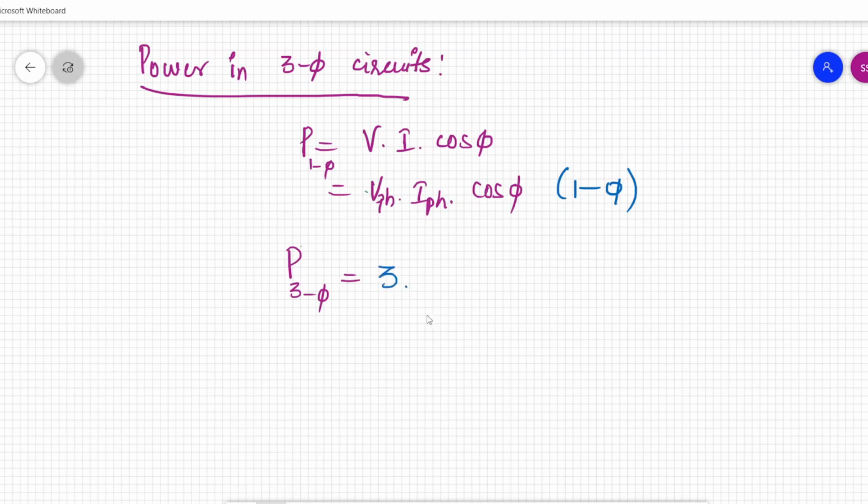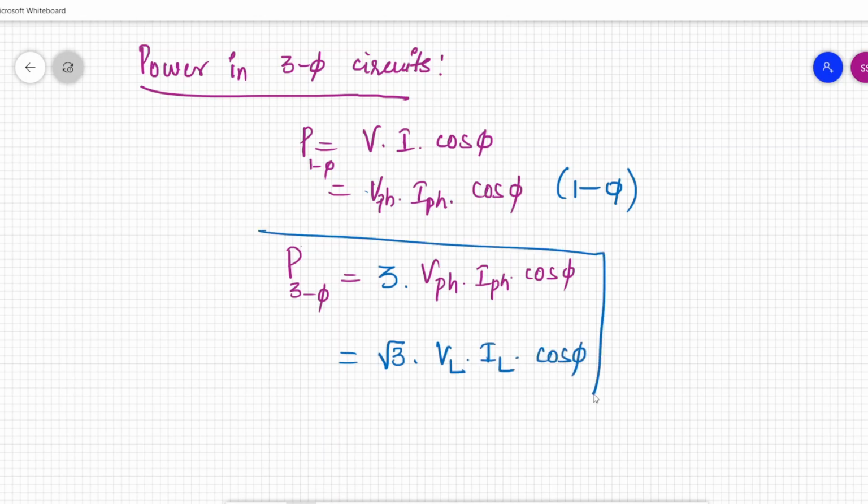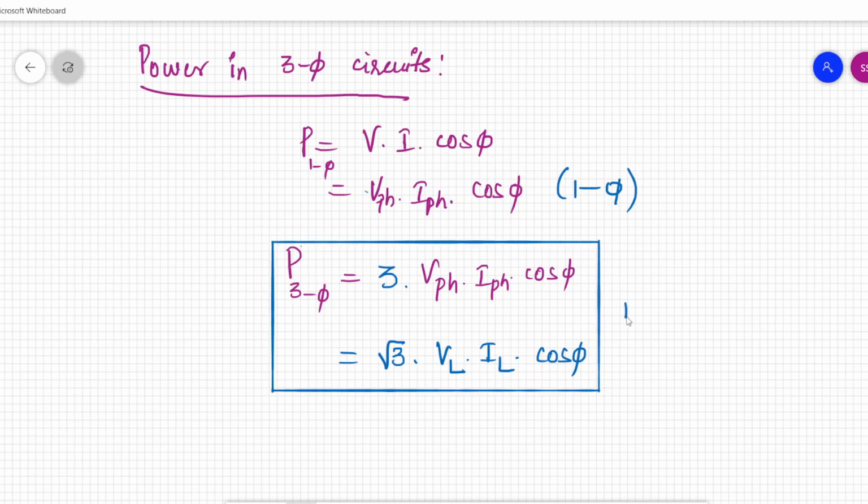This is with phase voltage. With line voltage, that will be √3 into VL IL into cos φ. So this is the relation for power in three-phase circuits in watts. It is 3 into V phase I phase cos φ, or it can also be equal to √3 times VL IL cos φ. So remember this relation for power in three-phase circuits. For single phase it was V phase I phase cos φ, but for three phase it is 3 into V phase I phase cos φ, where the cosine of the angle between voltage and current is the power factor.